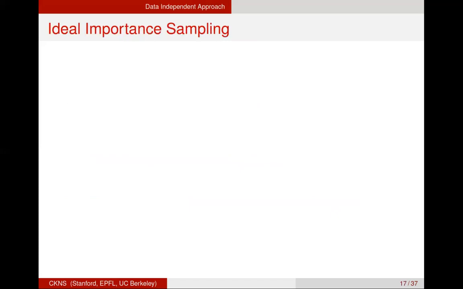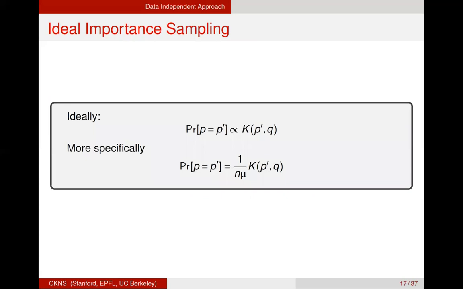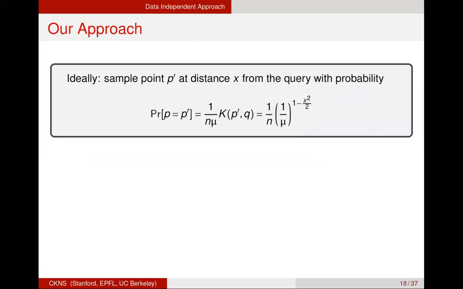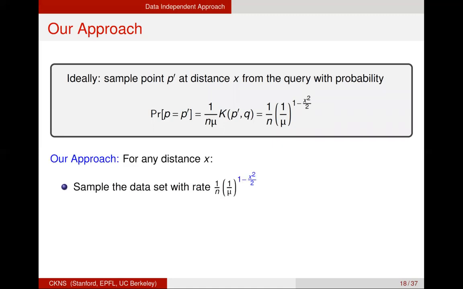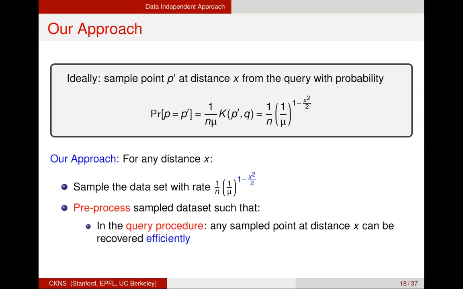Let's get back to ideal importance sampling and recall that we wanted to sample points with probability 1 over n mu times their contribution. Suppose that we have a point at distance x. So we want to sample this point with probability 1 over n times 1 over mu raised to power 1 minus x squared by 2. So let's do the following. For any distance x, first subsample the whole dataset with this rate, then prepare a data structure in the pre-processing phase, such that when a query comes, if a point at distance x was sampled in the subsampling phase, we would be able to recover it efficiently with higher probability.